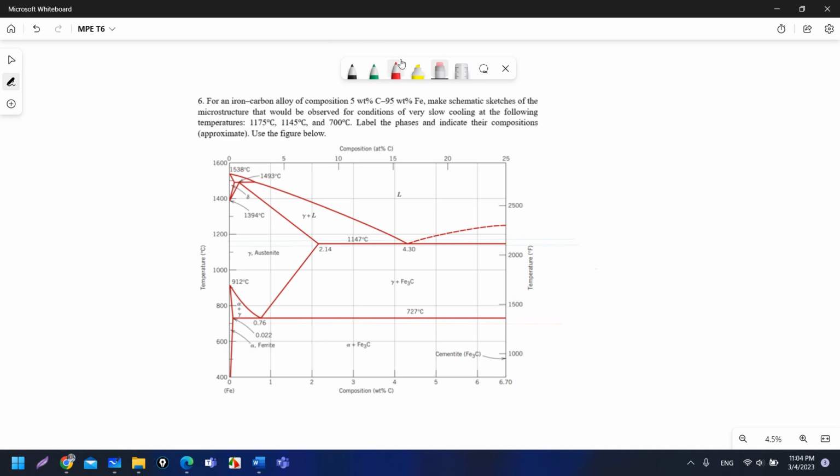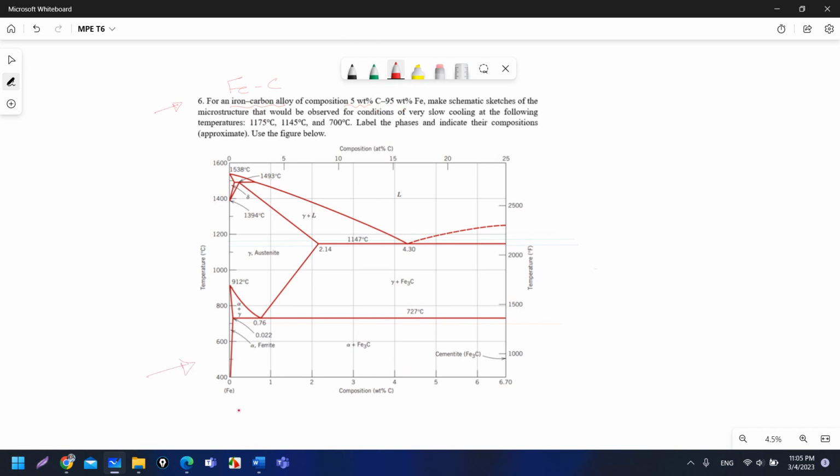Assalamu alaikum. Inshallah, in this video, we will study the development of the microstructure in iron carbon alloy. Here we have an iron carbon alloy, Fe carbon, of composition 5 weight percent carbon.